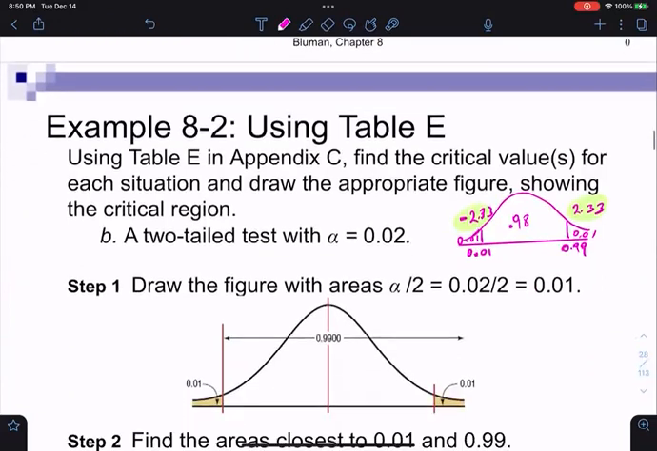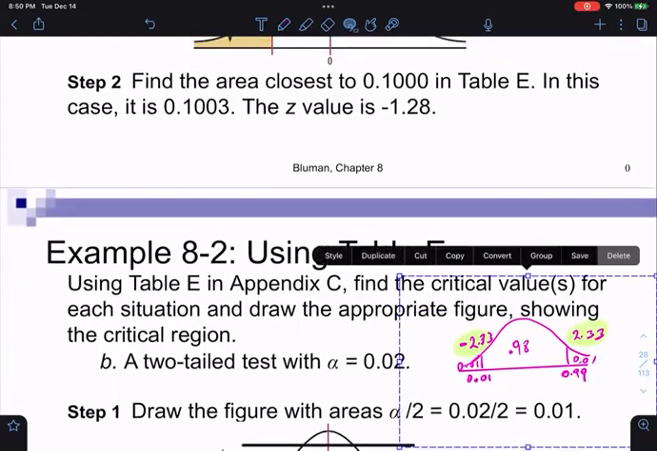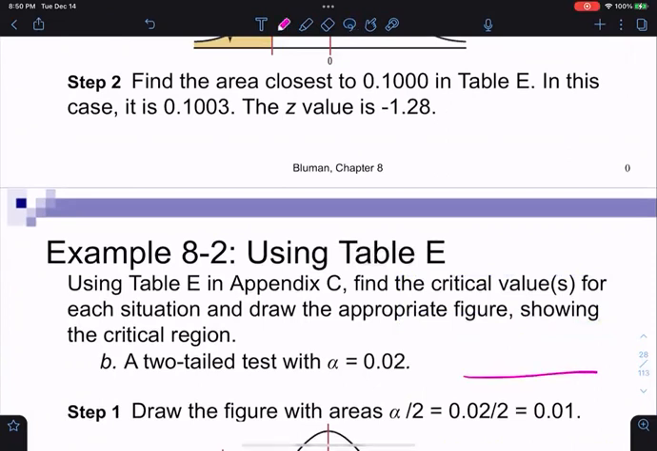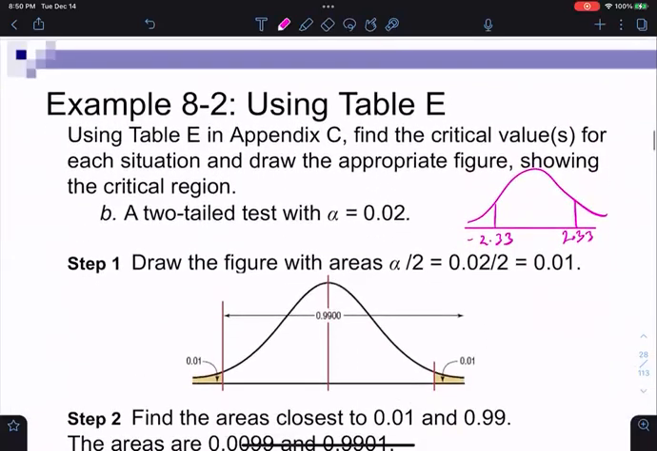If you're looking for a two-tailed test for 0.02, you should know that that's 98%. So this is 2.33 and negative 2.33. I told you to remember these numbers. So that's what you get. But if you don't remember those numbers, you will need to go to the table and do all that.